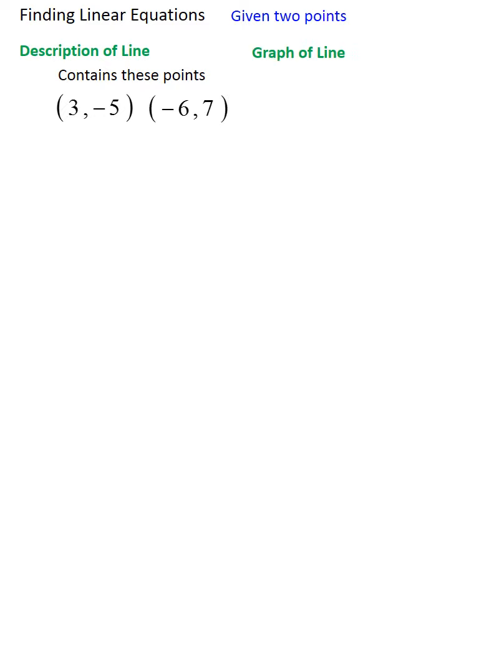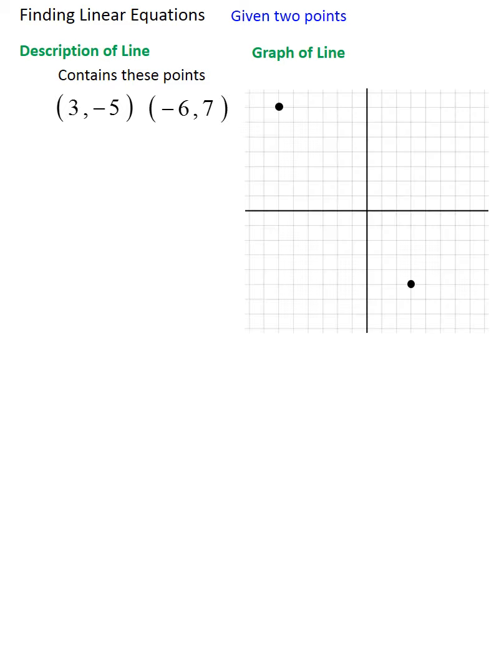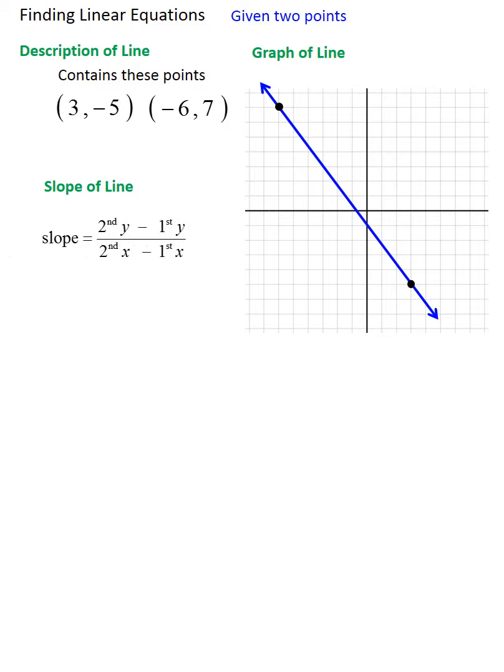So let's graph the line. Again, not required, but it does give me a good image of where this line is. Here are the 2 points that I've been given. Here's the line containing them. It's that blue line right there that I want the equation of. Again, one way to find the equation of a line is to start by finding its slope. I'll use my slope formula to do that, just like I did on the previous problem.